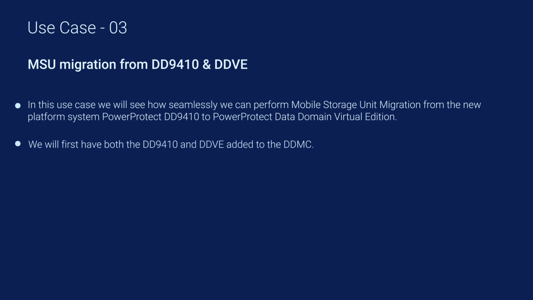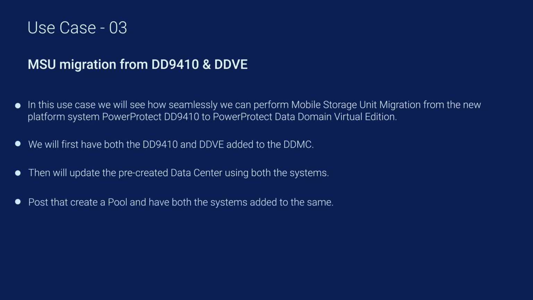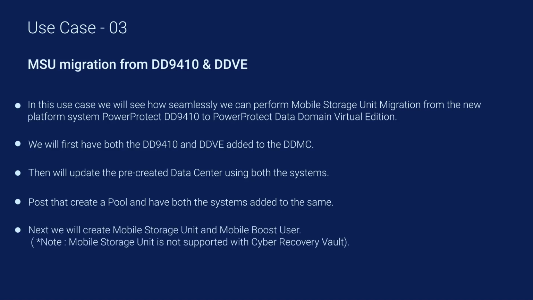We will first have both the 9410 and DDVE added to the DDMC. Then we'll update the pre-created data center using both the systems. Post that, we'll create a pool and have both the systems added to the same. Next, we'll create a mobile storage unit and mobile boost user. Then we will initiate the mobile storage unit migration. Now let's go over its demonstration.